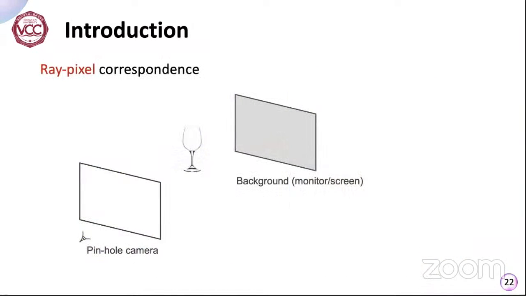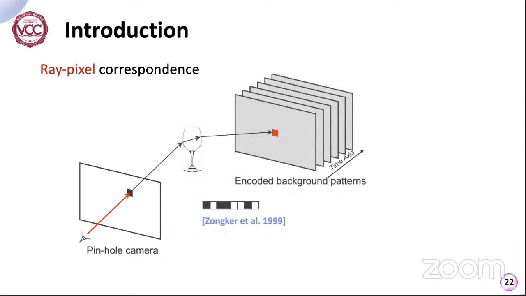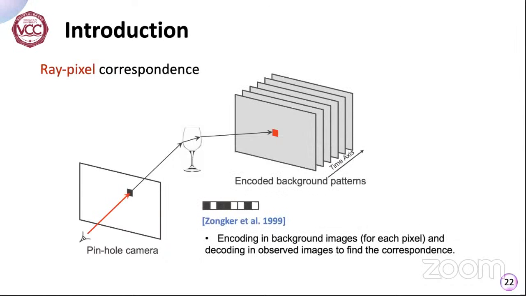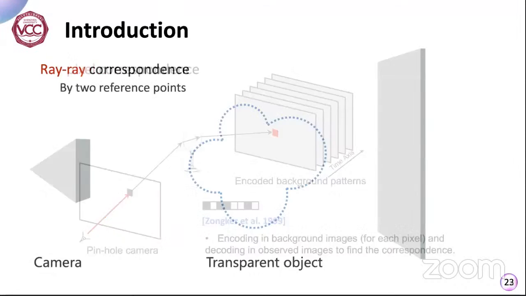If we assume that each pixel on the foreground image is only related to a pixel on the background, we can think of the environment mapping as a ray-pixel correspondence. The ray starts from the camera viewpoint and ends at a pixel on the background, marked as the red arrow and the red square here. So this pioneer work by Zongker et al. in 1999 extracts this environment mapping from a series of projected horizontal and vertical strip patterns.